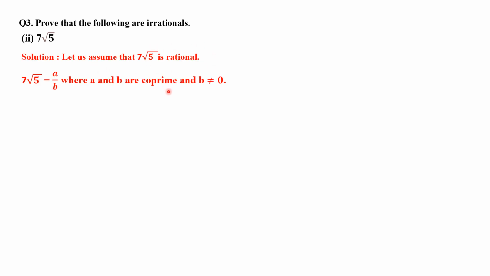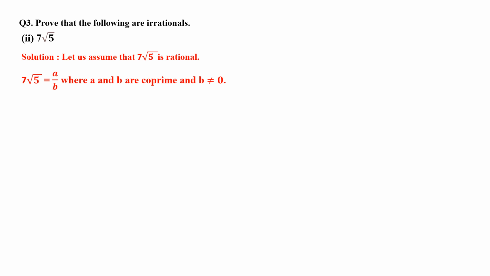Now moving to the second part of question number 3. You have to prove here that 7 root 5 is an irrational number. So again I'm going to assume that 7 root 5 is a rational number. So if it is a rational number, I can write it in the form of a by b, where a and b are co-prime and b is not equal to 0.